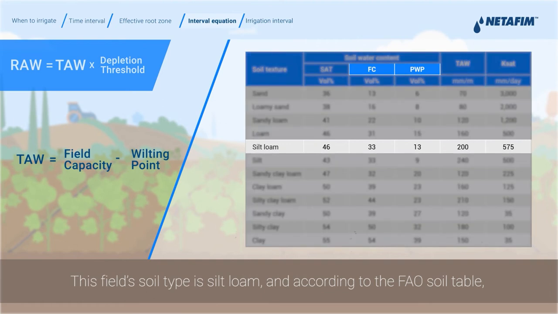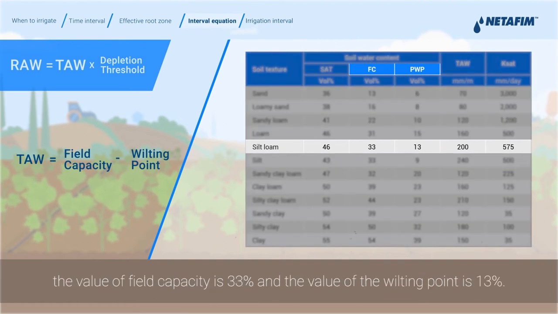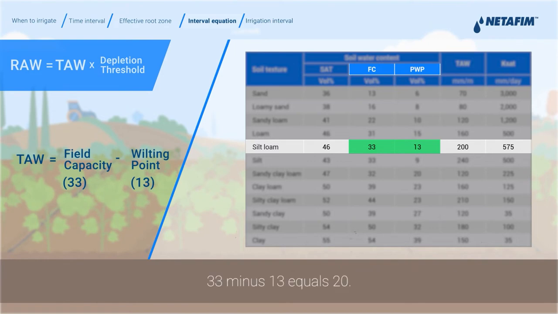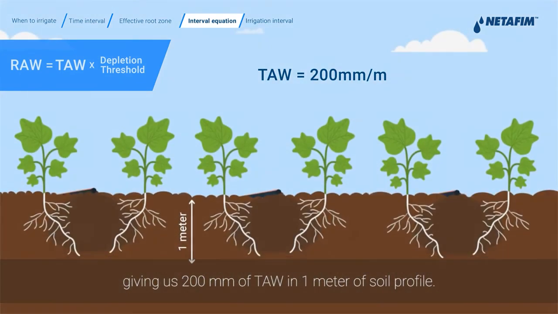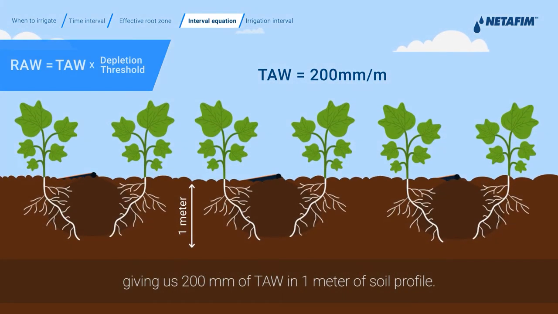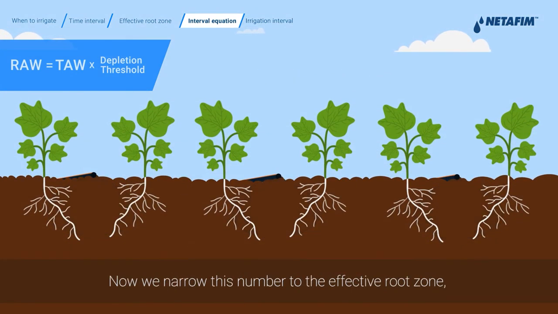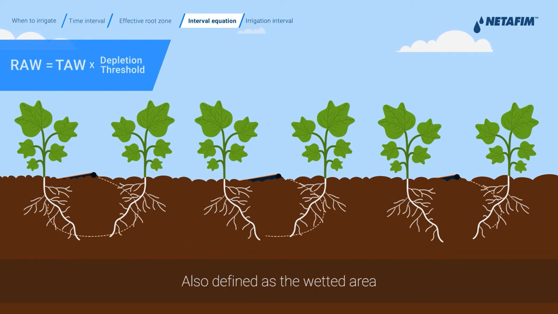This field soil type is silt loam, and according to the FAO soil table, the value of field capacity is 33%, and the value of the wilting point is 13%. 33 minus 13 equals 20. And as shown in the table, 20% is equal to 200 millimeters, giving us 200 millimeters of TAW in 1 meter of soil profile. Now we narrow this number to the effective root zone, also defined as the wetted area.